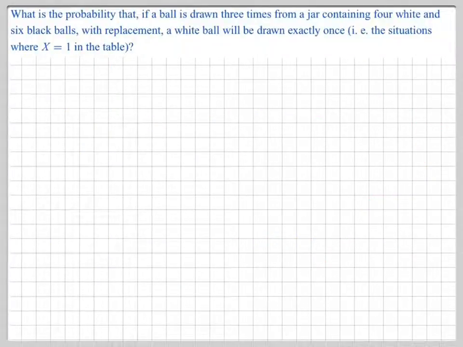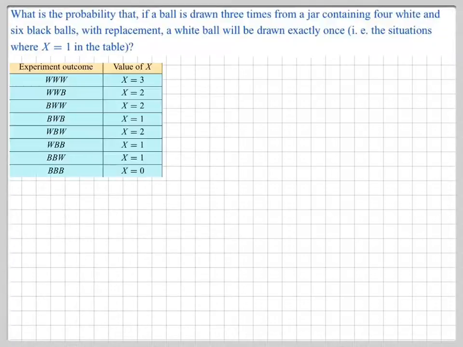Good. So, what's next? We want to know what is the probability that if a ball is drawn 3 times from a jar containing 4 white and 6 black balls with replacement, that a white ball will be drawn exactly once, okay? That is the situation when capital X is 1 in the table.